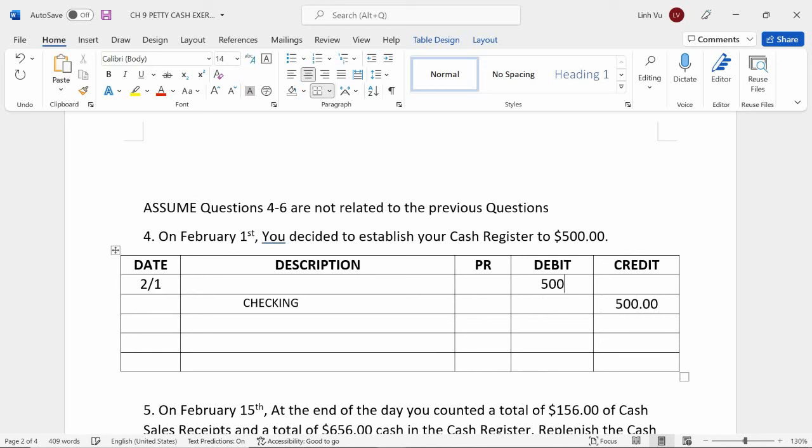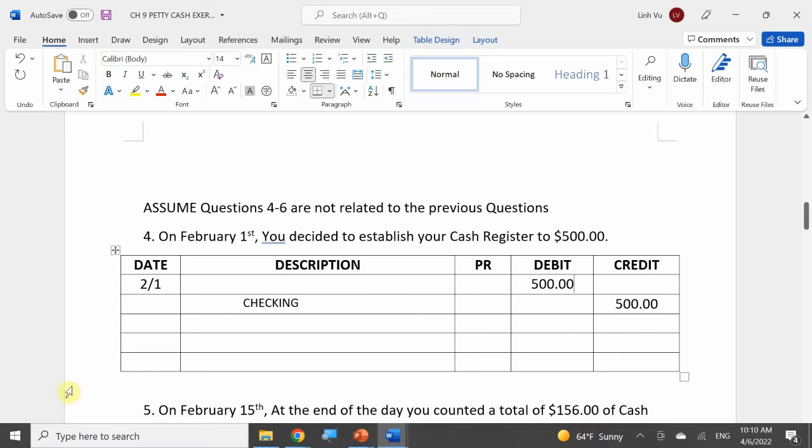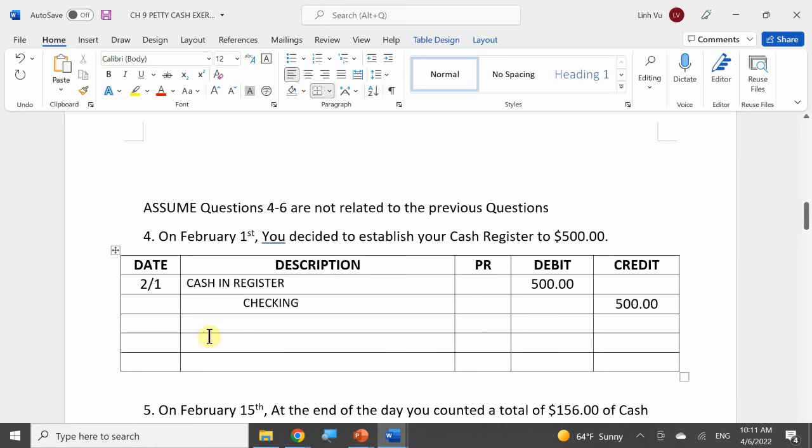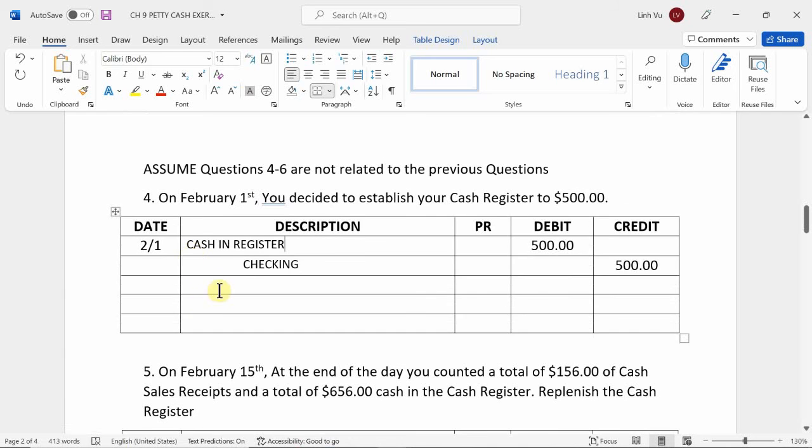Now, where am I putting this $500? Into petty cash. Not petty cash. And on the register. You're going to put it into the register. So in this case, I usually say cash in register. So you're actually putting money into a cash register. Okay? And that money is going to come from your checking account. Good.